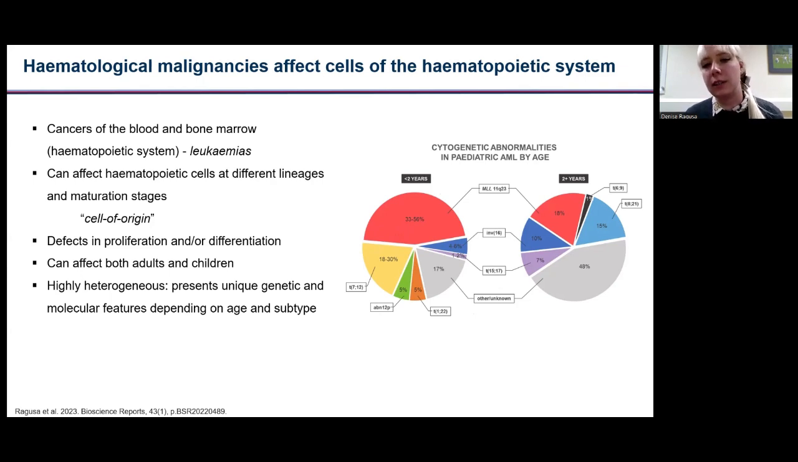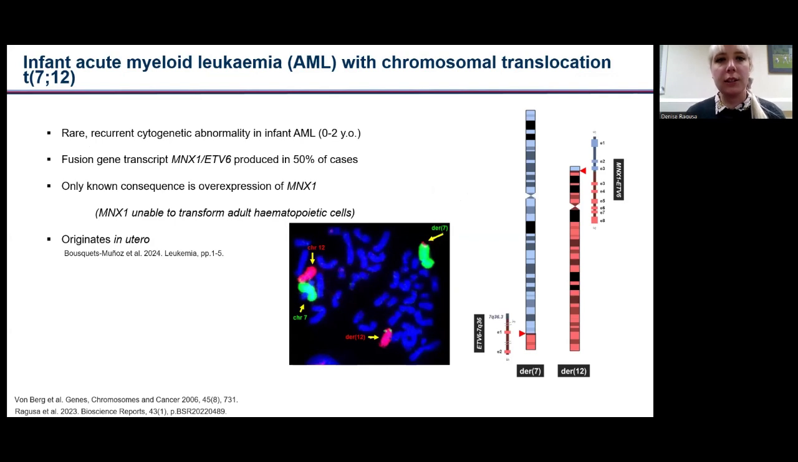And we're particularly interested in this yellow slice of this pie chart, which is the translocation t(7;12), which again is absent from any older children and older adults. So there is something really unique about this subtype. So this translocation is very rare, and again, affects infants between the age of 0 and 2. There is a fusion transcript, but this can only be seen in half of the patients, so it doesn't seem to be necessary for the leukemia itself.